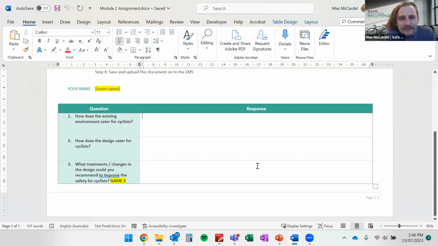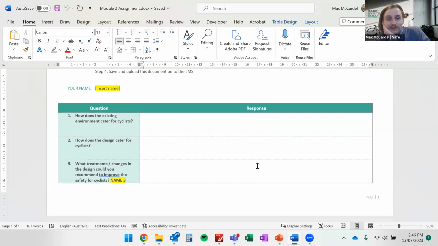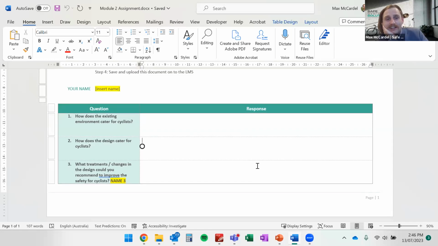But anyway, question number 1. How does the existing environment cater for cyclists? So have a look at your Google Street View. We'll give you some thoughts there. Imagine if you were cycling along York Street, how would that feel? What type of infrastructure exists there? That could be another way that could be phrased.